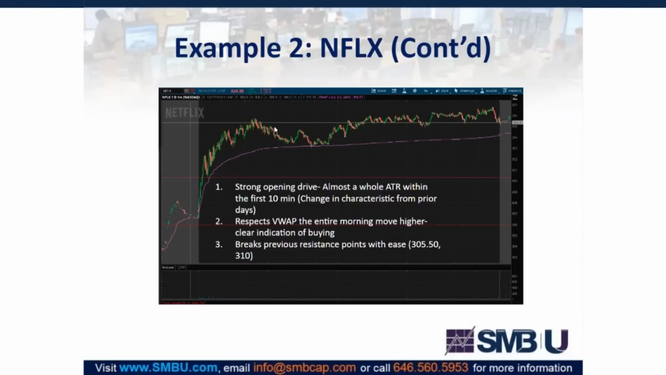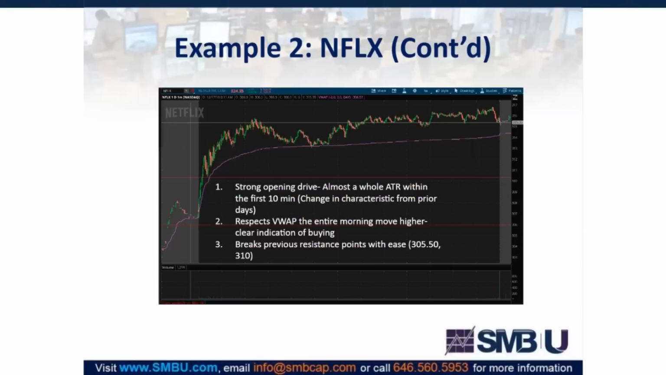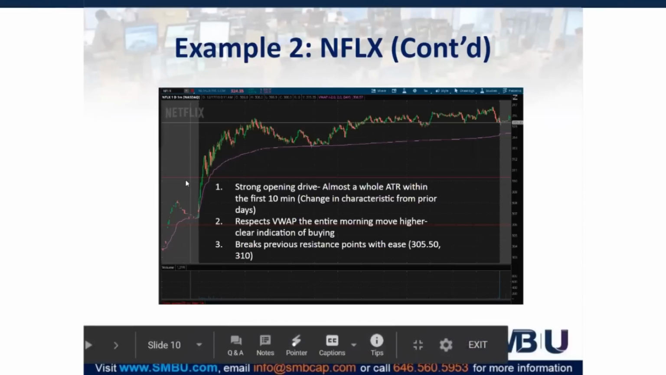So that's a 4-to-1 risk-reward trade right there, and you also broke out of prior resistance points with volume as well. So just multiple checks in your favor, and the filter was definitely the RVOL in a highly owned stock.